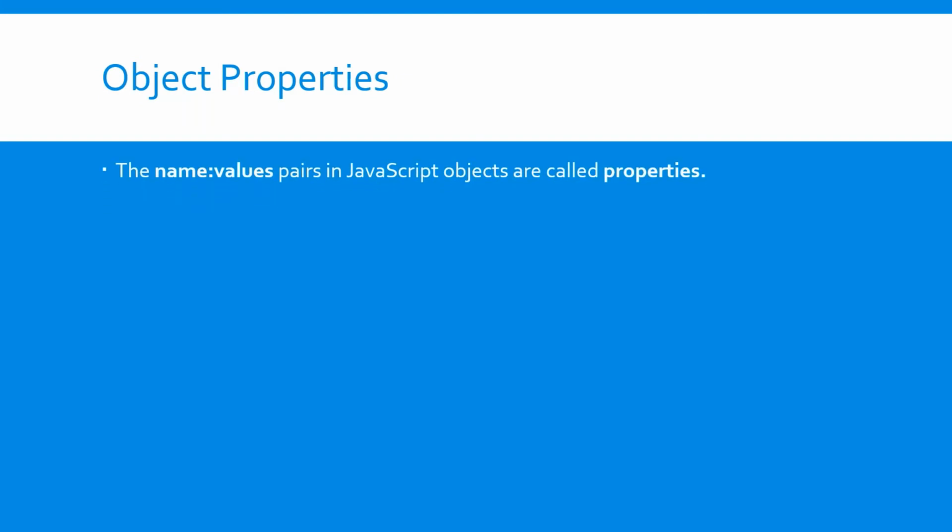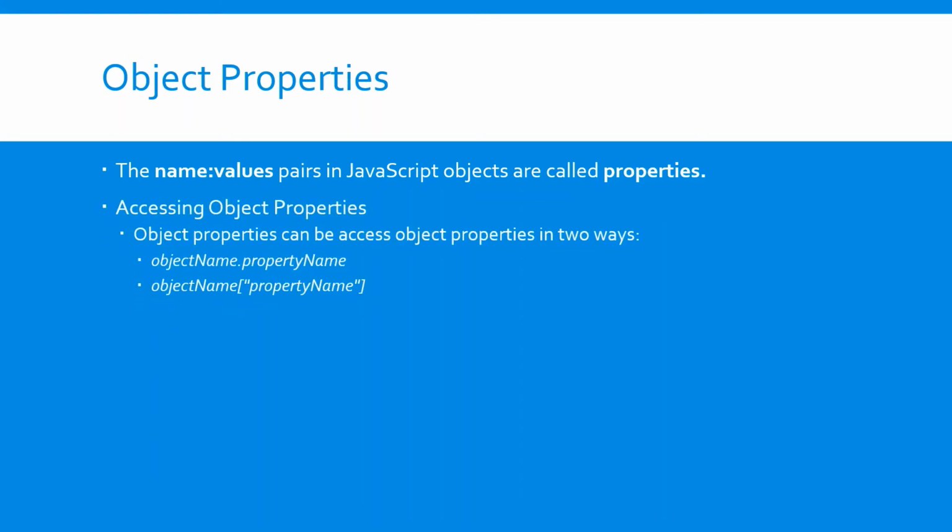Object properties. The name value pairs in JavaScript objects are called object properties. So how can we access the object properties? Object properties can be accessed in two ways: object name dot property name, or by object name followed by the property name inside square brackets, encoded in double inverted commas.